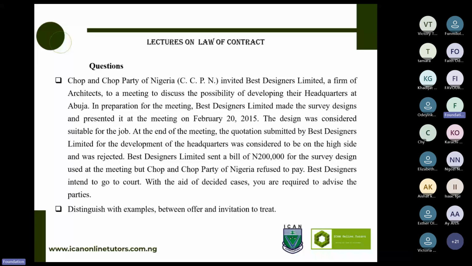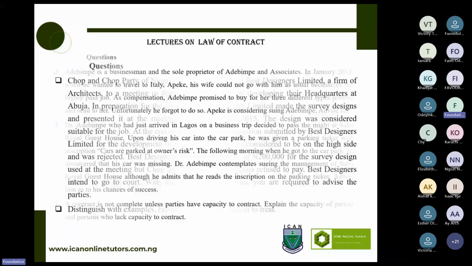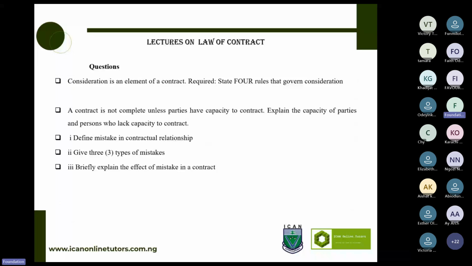Now, the question I want to solve for you before I leave here today is the last diet question, which is this. I think it goes for 6 marks in that past question. Consideration is an element of a contract; state 4 rules that govern consideration. In the just concluded exam, they asked this question. Can we mention the rules that govern consideration, class?